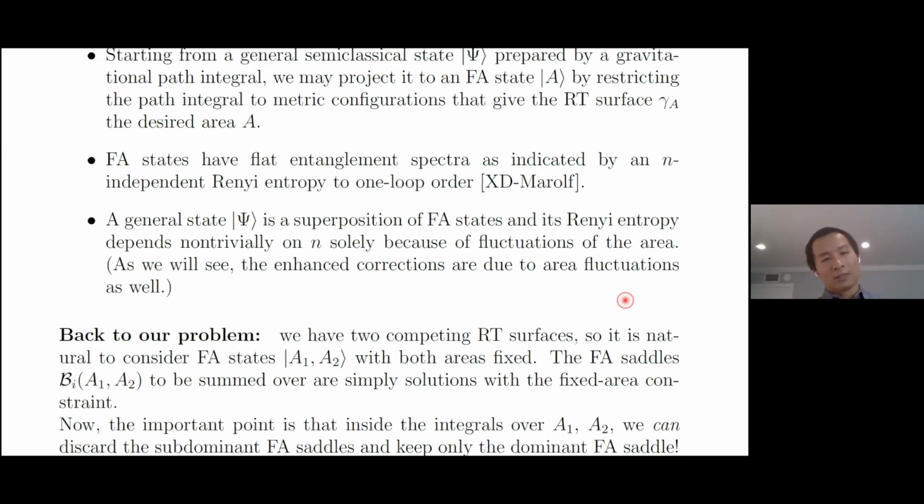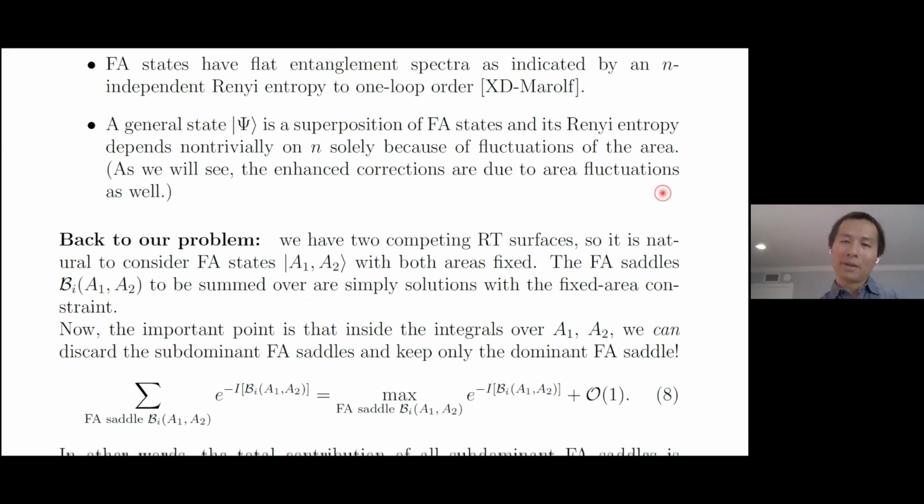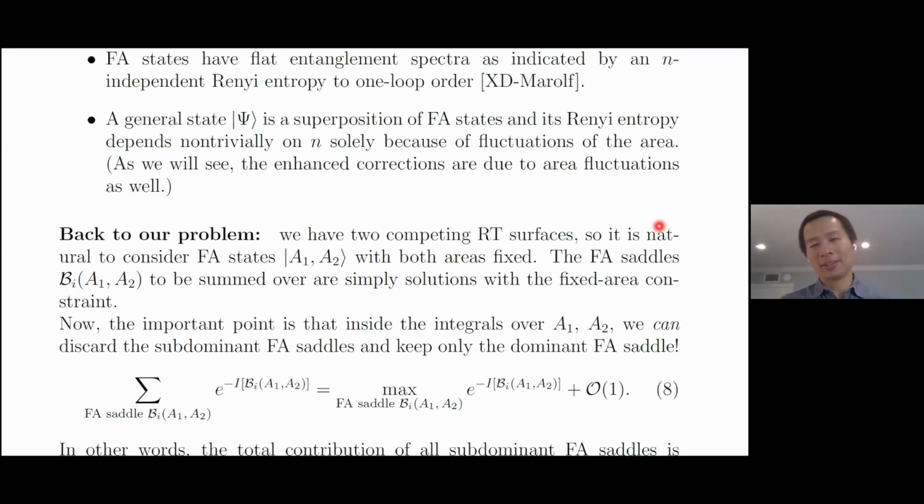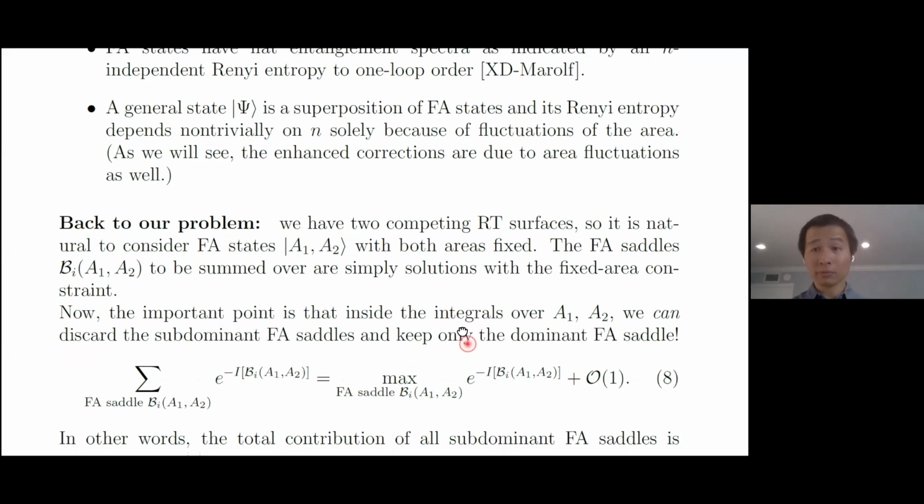Okay, so let's come back to our problem. We have two competing surfaces, RT surfaces, so it's natural to consider a slightly more generalized fixed area state where we have both areas fixed, A1 and A2.